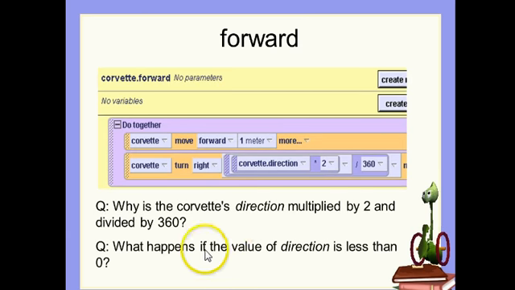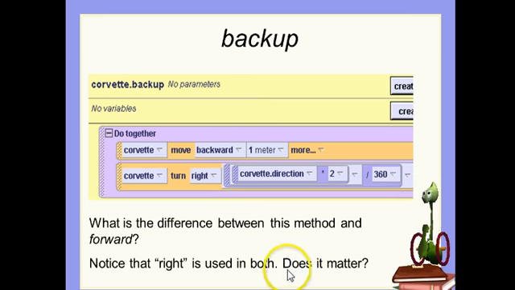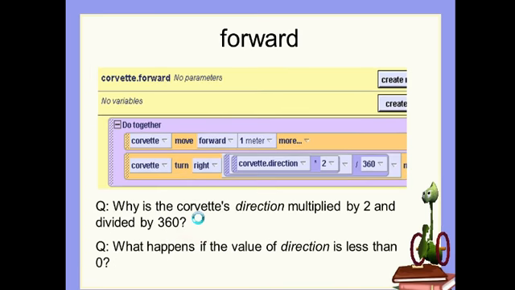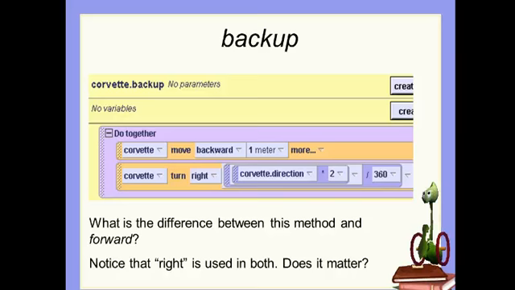Okay, we talked about the 360. We talked about if the value of the direction is less than 0. So you should know the answers to all that. And this is kind of interesting. The difference between this method and forward. Let's go, I wonder if I go back. There we go. There's forward. Okay, get a good look at that. There's backward. It's really the same.